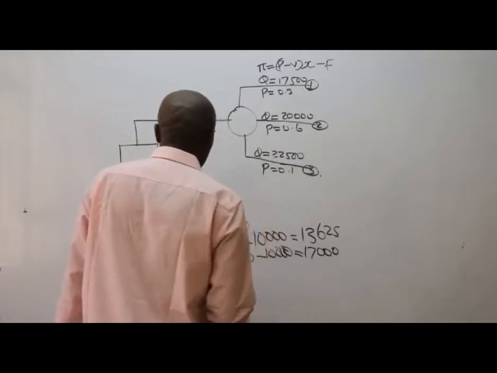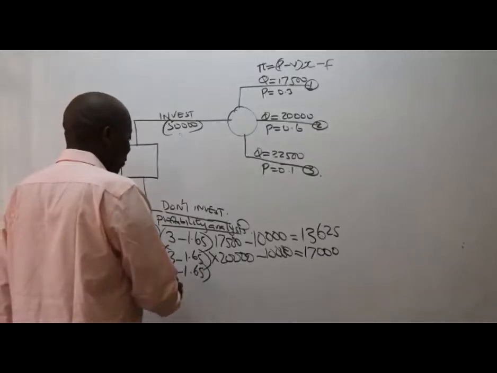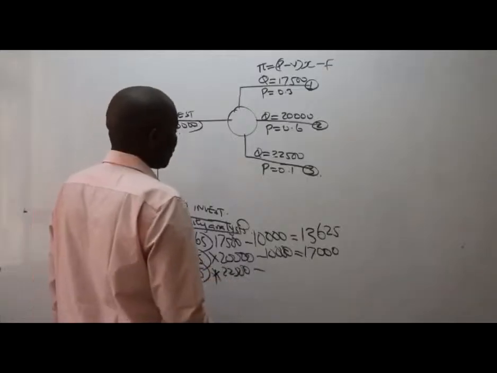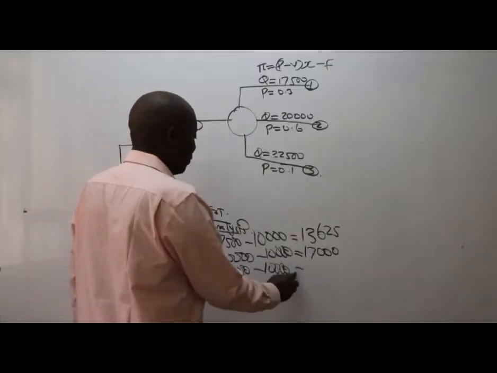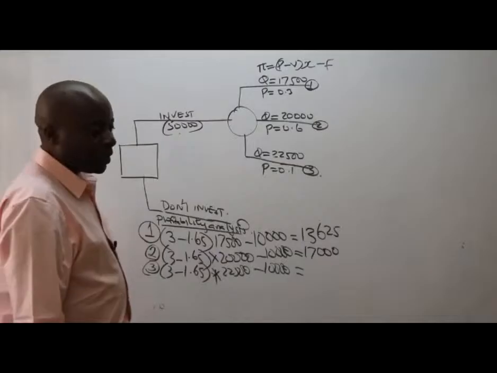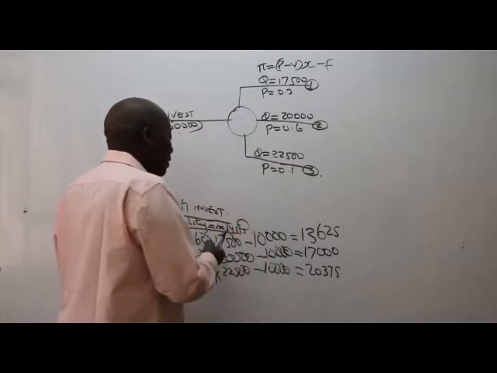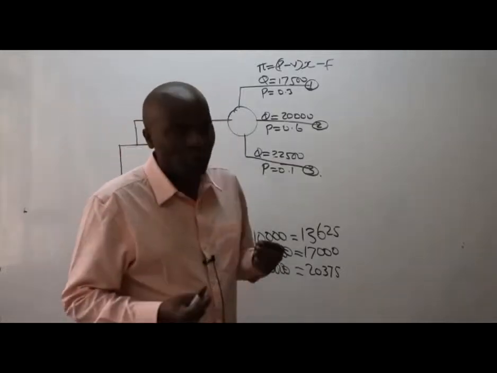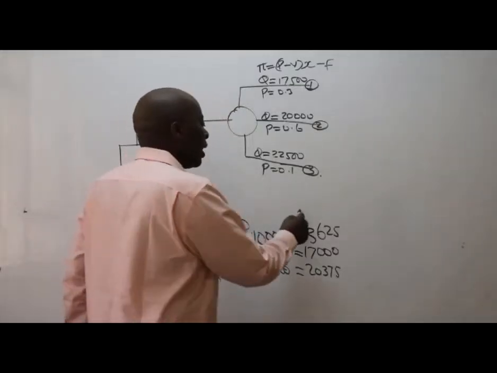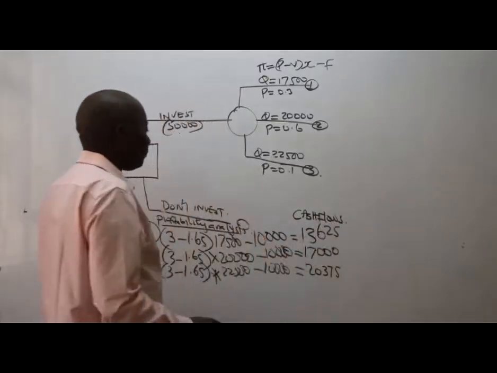From there, ladies and gentlemen, for number 3, we have still 3 minus the variable cost of 1.65 times 22,500, minus fixed cost of 10,000. Could you kindly give me these figures? 23,75. Now remember that we are lucky. This question never had any issue to do with taxation, never had tax. So whatever figures we have here are our cash flows as well.